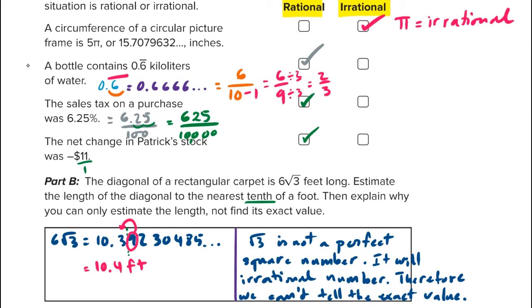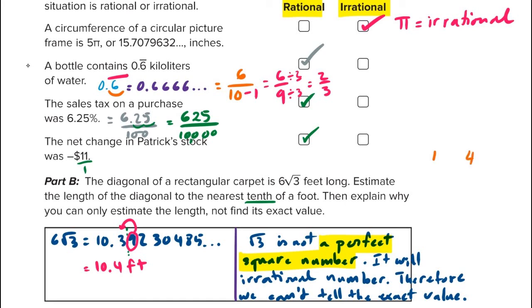Now, in those sentences, I used the term perfect square number. What do I mean by that? What is a perfect square number? Can you give me a couple of numbers that are perfect square numbers? A perfect square number is a number that you can take the square root of, or a number that is a number multiplied by itself to get the final value.